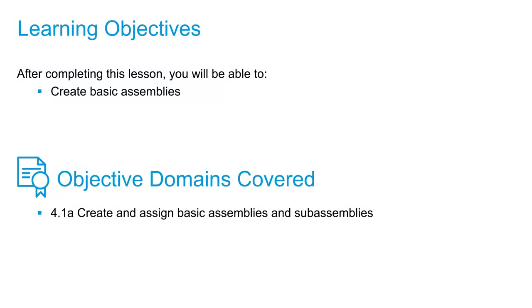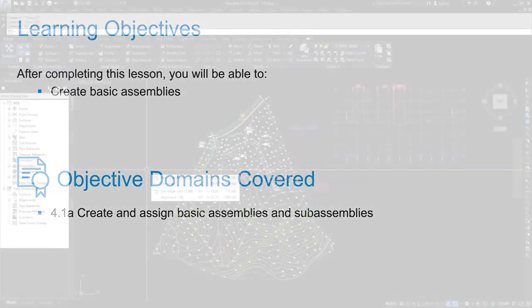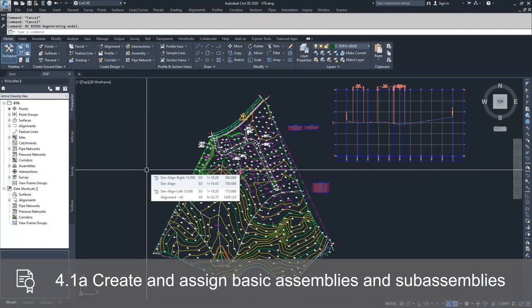So in this video, we're going to kick off our discussion on the creation of corridors in Civil 3D. But before we can create any corridors, we first have to have the backbone to a corridor, which is an assembly. So we're going to go ahead and create 3 different assemblies for our drawing.